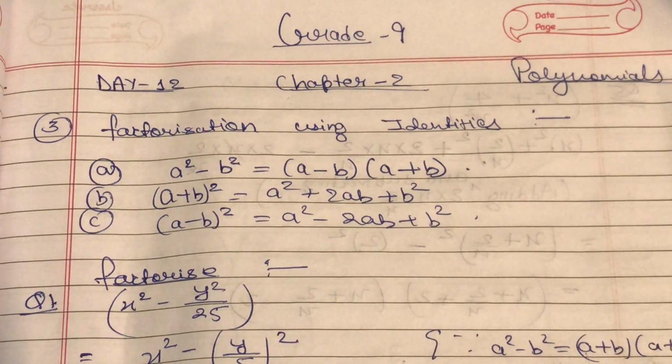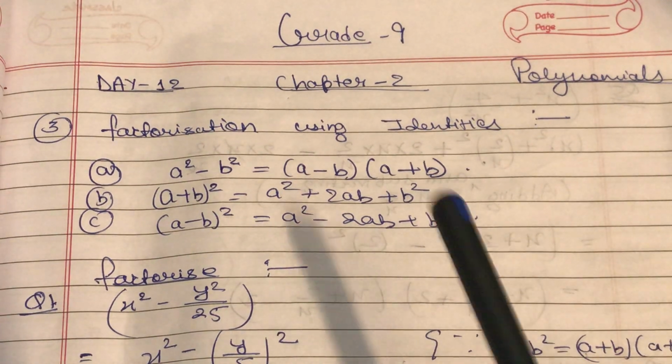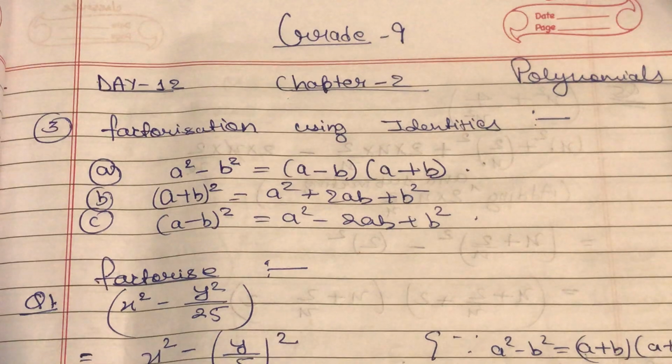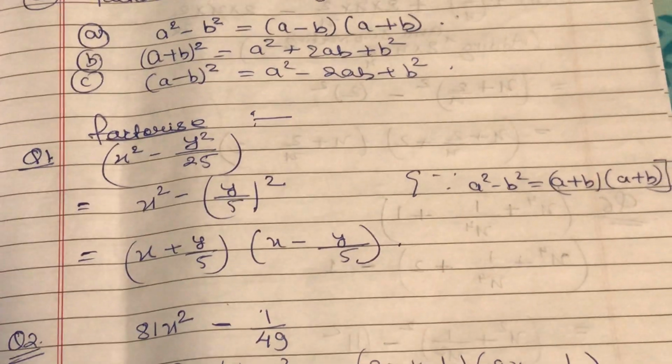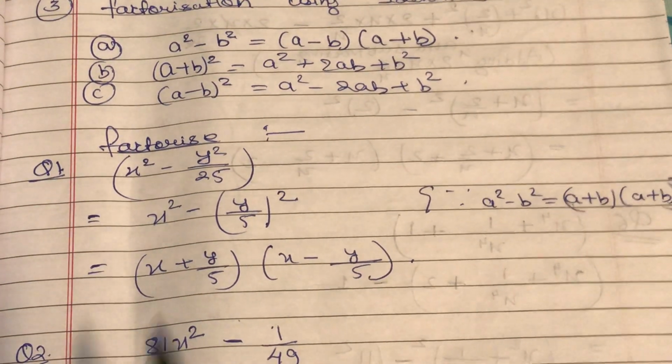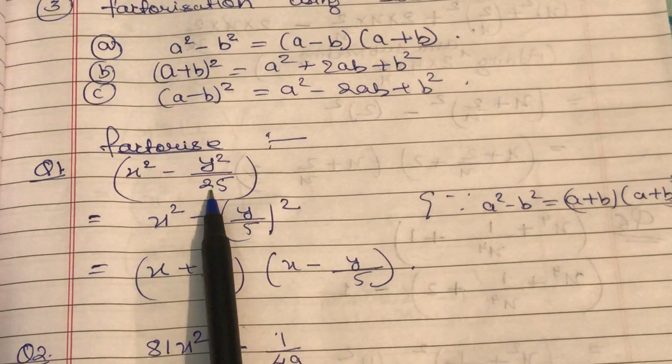In the last video, I shared 9 identities with you which I have asked you to remember. So one by one we'll be using all the identities, as for now we are going to use these 3 identities in this video. So let's practice our first question, which is factorize x square minus y square by 25.